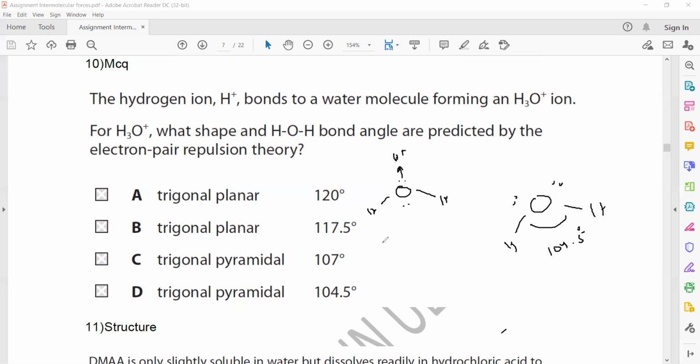So we have three bond pairs and one lone pair, like ammonia when nitrogen forms bonds: three bond pairs and one lone pair. So the structure is trigonal pyramidal with a bond angle of 107 degrees. Using electron pair repulsion theory, we can identify the number of bond pairs and lone pairs. You have to learn that if there are 3 bond pairs and 1 lone pair, the structure is trigonal pyramidal. So C will be the right answer.